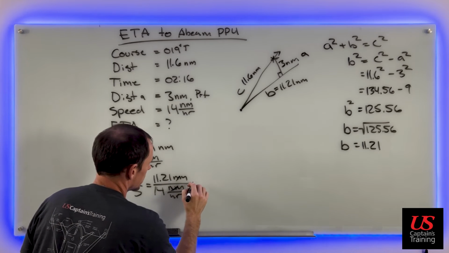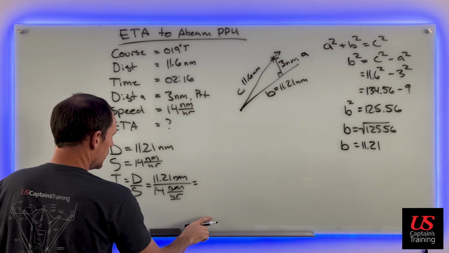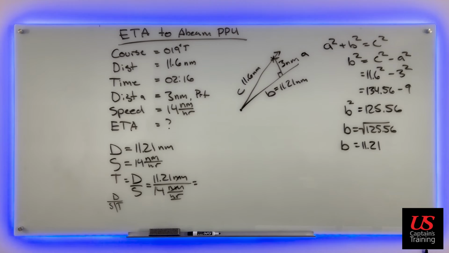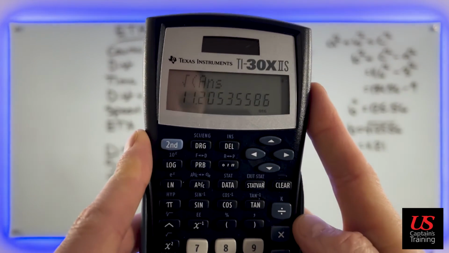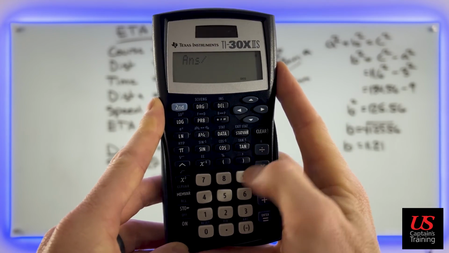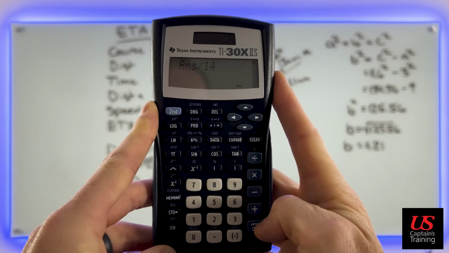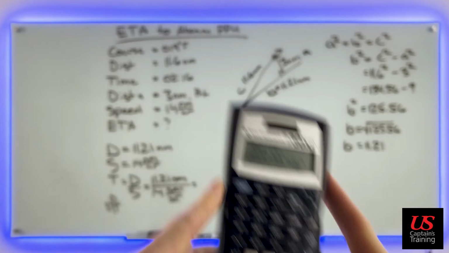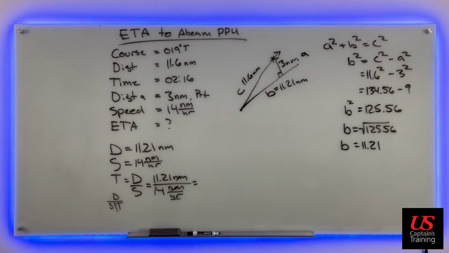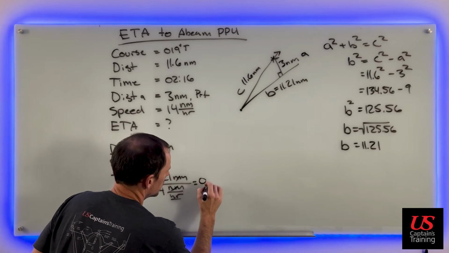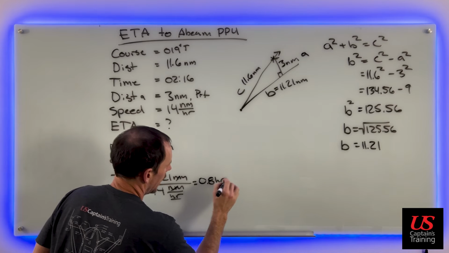These nautical miles cancel off. We'll be left with hours. 11.21 divided by 14. It's going to be less than 1. And what's cool is it's already on the calculator. So this is even more accurate because we just go divided by 14 equals 0.8. All right. 0.8 what? 0.8 hours.